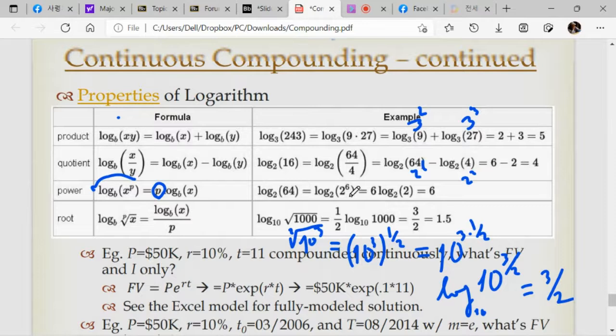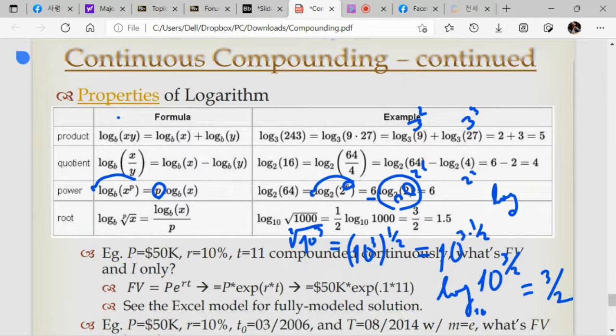So you can rewrite, for example, log of 64 to base 2. We know 64 is 2 to the 6th power. And basically, this exponent, 6, can be brought down so that it is a multiplicative term. In other words, what used to be a power function is now a product. And when the base and this number are the same, the log is just 1. And log of 10 to base 10 is just 1.